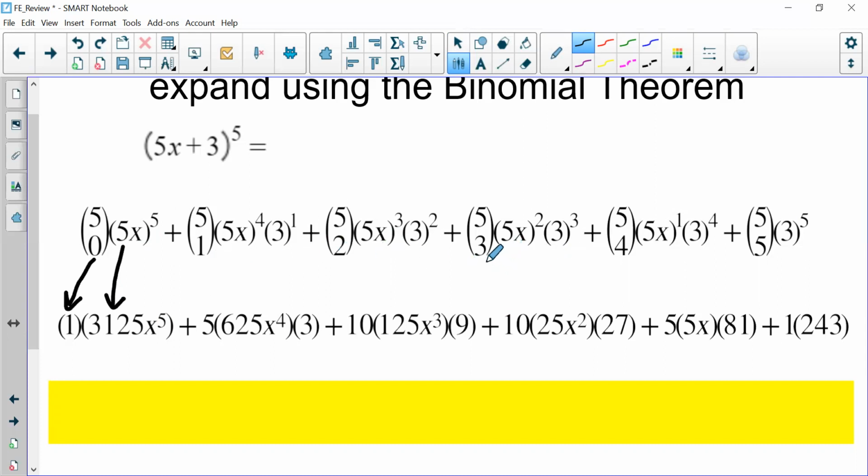Let's jump to here. 5 choose 3 is 10. 5 squared is 25, which is where that comes from. X squared is x squared. 3 to the 3rd is 27. And notice again, 1, 2, 3, 4, 5 plus signs. That tells you that there are 6 terms. The last line is just multiplying these numbers out.